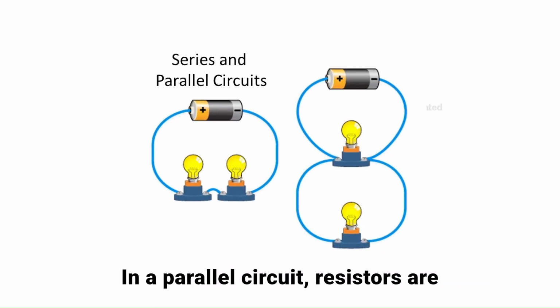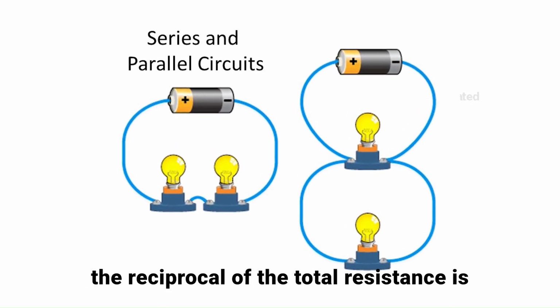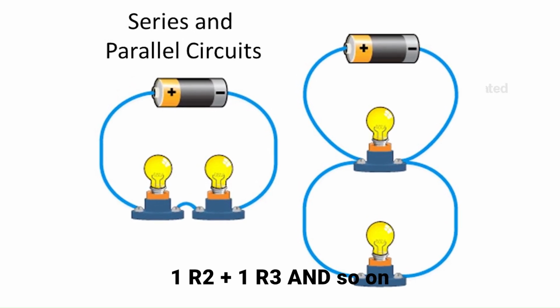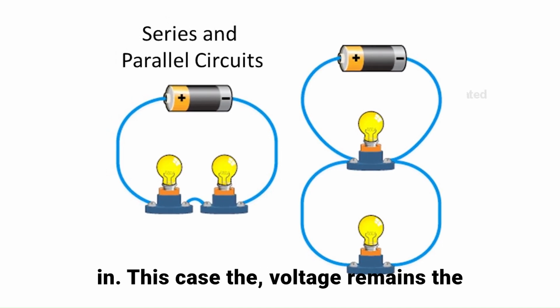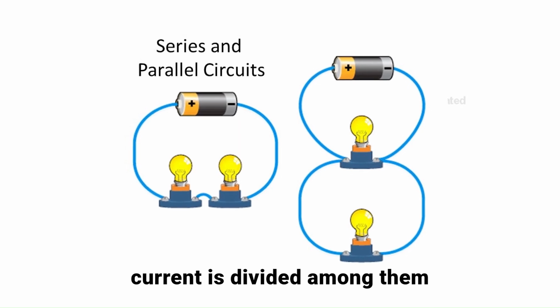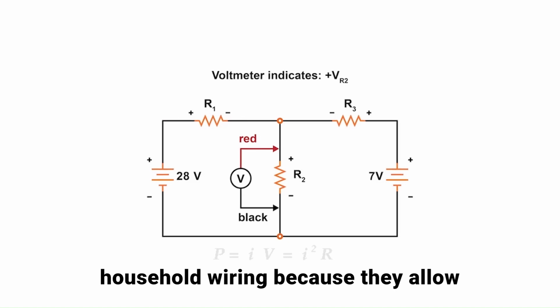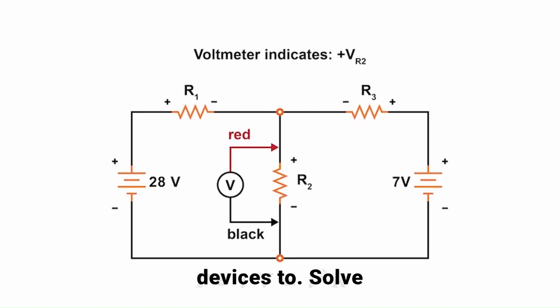In a parallel circuit, resistors are connected across the same two points, and the reciprocal of the total resistance is given by 1/R_total is equal to 1/R1 + 1/R2 + 1/R3, and so on. In this case, the voltage remains the same across all resistors, but the current is divided among them. Parallel circuits are commonly used in household wiring because they allow independent operation of different devices.